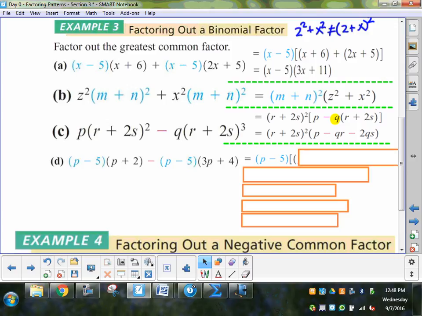It'd be quantity, but what did you say it was? I don't know if I heard you right. The quantity of 3P plus 4. No, that's the second part of it. What goes first, though? Oh, minus. I thought I heard you say it's P minus 5. It should be a P plus 2.